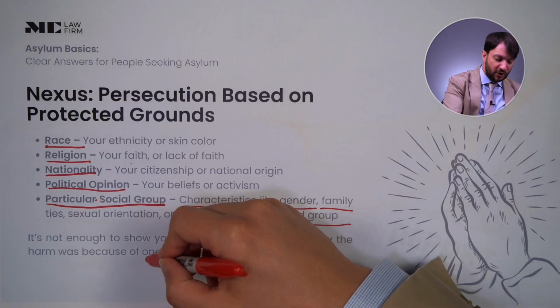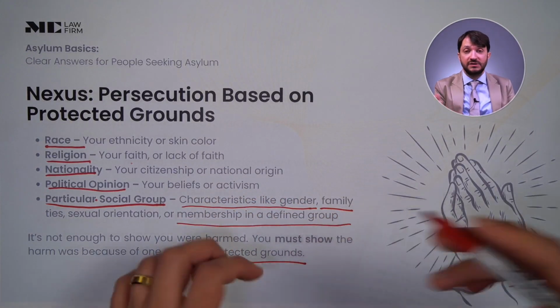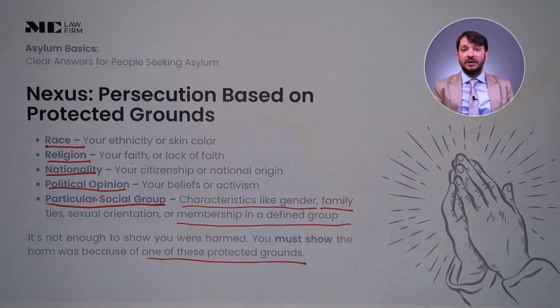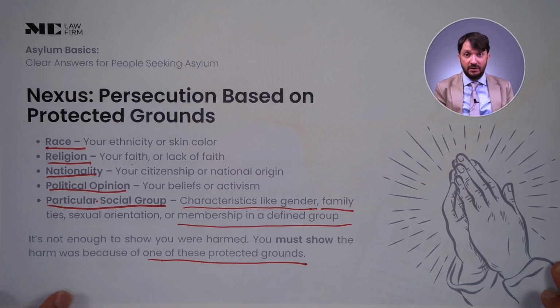One example I can think of could be in the context of South America, Central America. Landowners are being targeted in Central America. So landowners could be a particular social group. There's a lot of case law that is applicable. Like we said, the harm or threat of harm must be based on one of these protected grounds. You cannot just say, oh, I'm afraid of being harmed. Otherwise, you don't qualify for asylum, unfortunately.